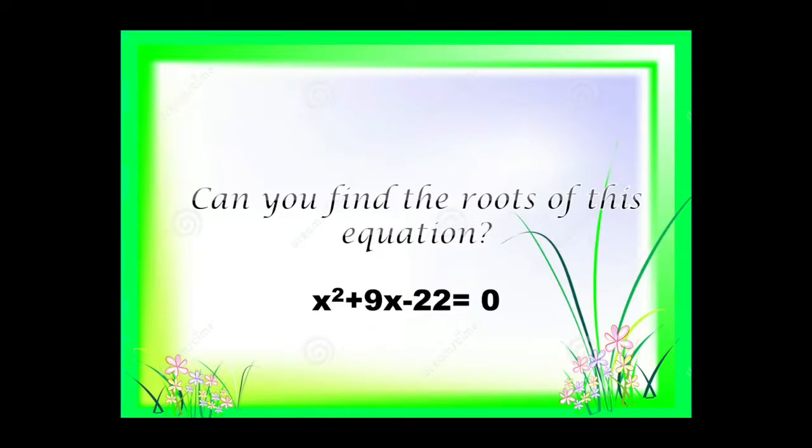And that ends our discussion in solving quadratic equations by factoring. Do you have any question? If there is none, can you find the roots of this equation? x squared plus 9x minus 22 is equal to 0. You are free to comment your answer in the comment section. Good luck!